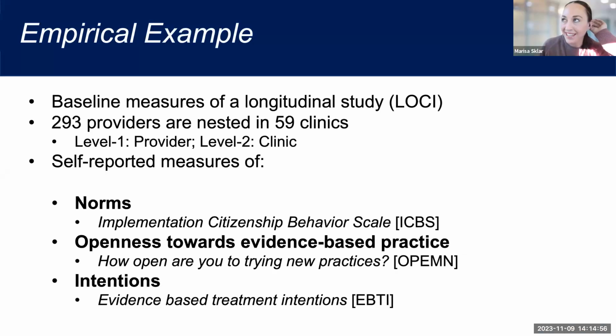I was going to say one thing, and so now I'm even more tempted to say it. So norms. Yes, these are individual providers that are providing ratings on all of these variables. Norms is about the clinic. So how do members within this clinic behave with regard to implementation? Is it a norm for people in this clinic to go above and beyond to help with implementation? Got it. So it's an individual level report, but they're reporting on what they think happens at the clinic level. Yes, I would say it's measured at level 1, but it's in reference to what they think is happening at level 2.